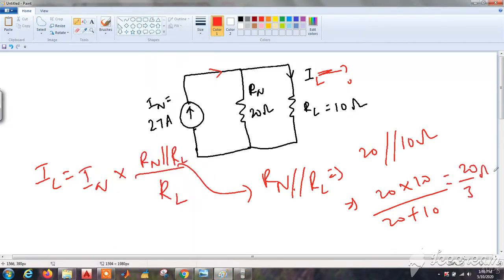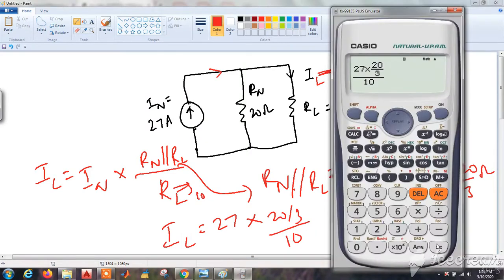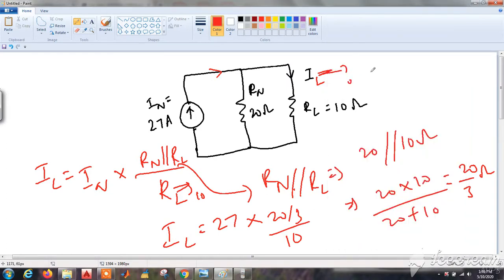ohms. And we know that RL is 10 ohms. So IL is equal to 27 amperes into 20 by 3 divided by RL, RL is 10. So we will get 18 amperes. So IL is equal to 18 amperes, which is the current flowing through the load resistance of 10 ohms. So 18 amperes is our answer. Thank you.